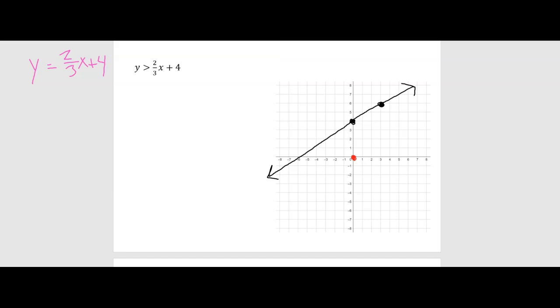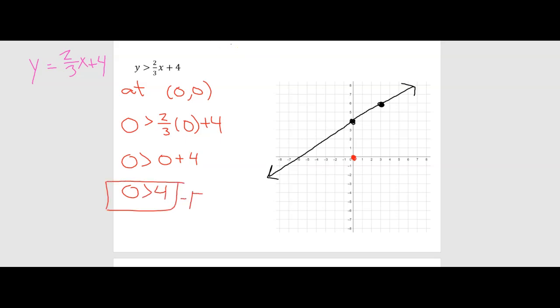Okay. So now you're using your inequality. So we're going to test the inequality at 0, 0. That means I get 0 is greater than, just greater than, 2/3 times 0 plus 4, which gives me 0 is greater than 0 plus 4. 2/3 times 0 would be 0. And then I get 0 is greater than 4. But this is false. 0 is not greater than 4.